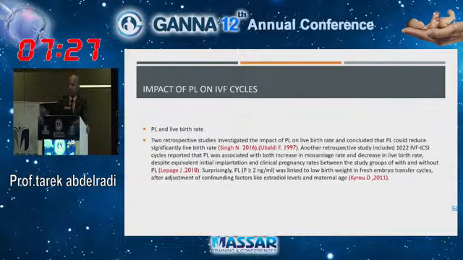Premature luteinization and live birth rate. Two retrospective studies investigated the impact of premature luteinization on live birth rate and concluded that premature luteinization could reduce significantly live birth rate. Another retrospective study, which included more than 1,000 IVF cycles, reported that premature luteinization was associated with both an increase in miscarriage rate and for sure a decrease in live birth rate despite equivalent initial implantation and clinical pregnancy. So it is not only affecting the implantation and clinical pregnancy rate, but it resulted in higher miscarriages and for sure lower live birth rate.